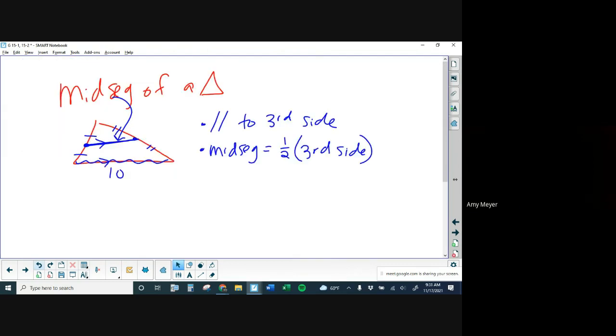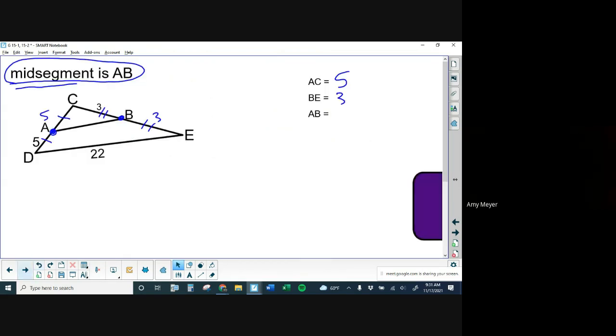Here's our fact. The mid-segment is half of the third side. So this is half of this third side. So how big is AB? 11. You do not have to show any work for this question.